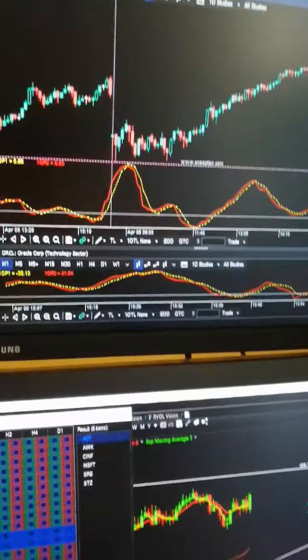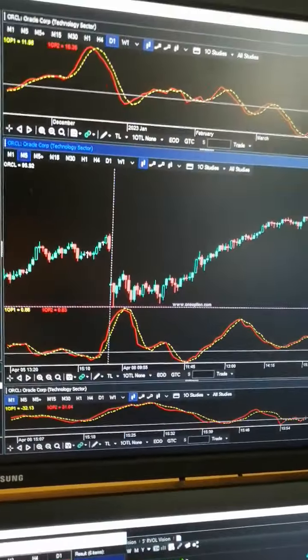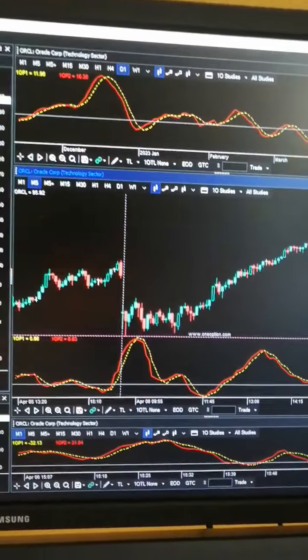But yeah, okay, long video. That's the 1OP indicator. It's really kick-ass. I don't know how it actually works, but I'm using it and I win a lot with it.